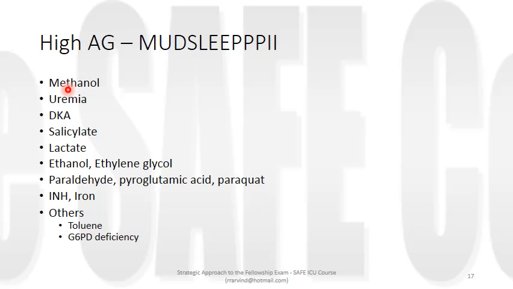Then you have the usual suspects. You have renal failure, uremia, ketoacidosis, lactate, then salicylates and so on. Then in children, iron intoxication can be an important cause, and INH is isoniazid. I would have said isoniazid, what the hell, I don't, but just two months ago I've seen a patient with isoniazid induced metabolic acidosis.